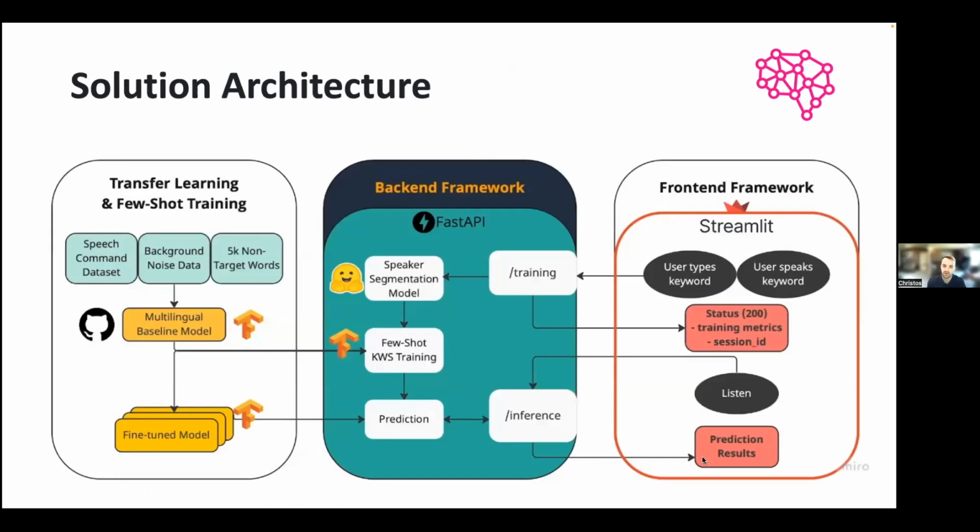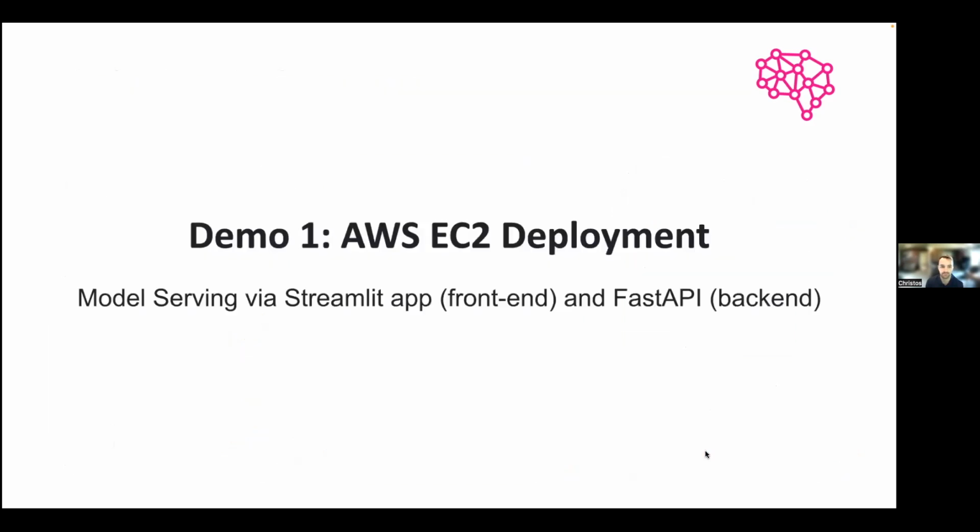As we can see in the solution architecture diagram, our front end captures the user's keyword and spoken voice recording in real time or by upload. It's sent to a FastAPI endpoint, which is hosted on AWS EC2. It's then segmented using a Hugging Face model into 1 second audio clips, and then fine-tuned with few-shot learning to produce a personalized model that's ready for inference. And we'll see that in the demo next.